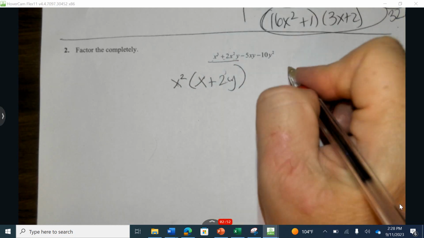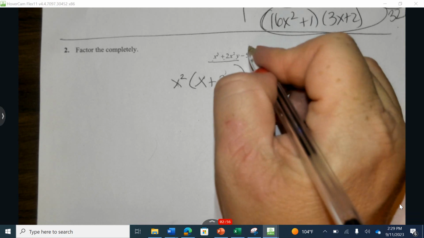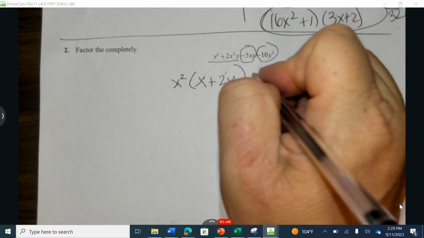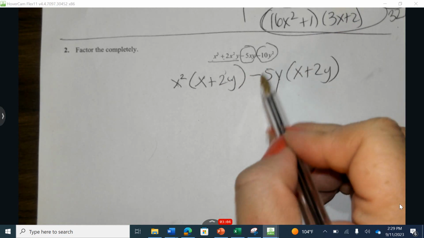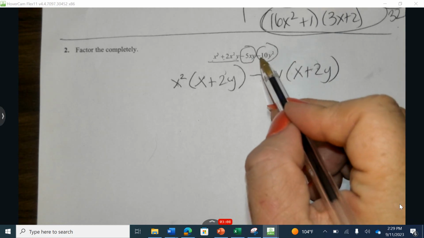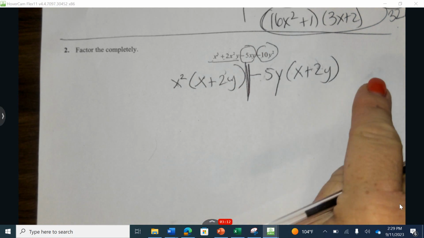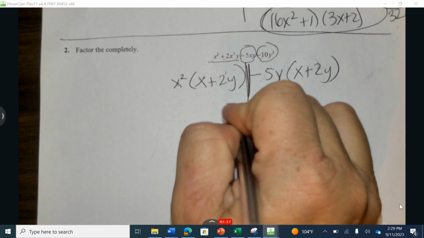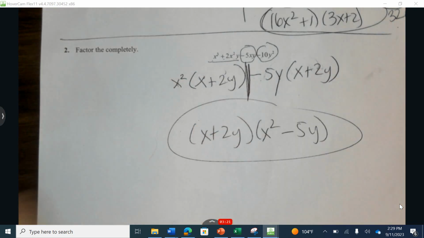Okay, whatever's in parentheses comes back over here. What times x gives us a negative 5xy? It'd be negative 5y. Let me make sure. Negative 5xy. Okay? Negative 5 times 2 is negative 10 with a y squared. Front half and back half, they both have the parentheses in common, so I write it down one time. In the front is an x squared, and the back is a negative 5y, and you're done.